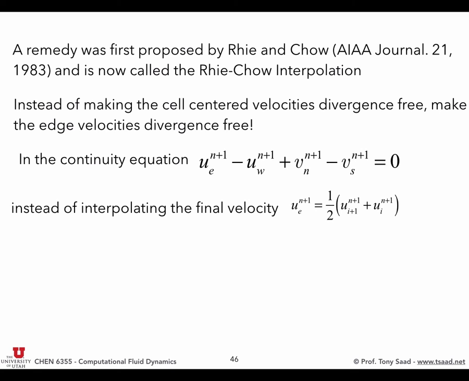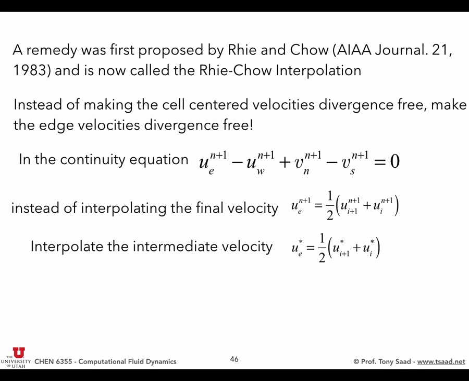Okay, so we go back to the continuity equation again. Instead of interpolating u east and saying this is equal ui plus 1 plus ui over 2, and then saying ui plus 1 is u star I plus 1 minus delta t grad p, what they did, they said, okay, interpolate the intermediate velocity. So we have u stars living everywhere. Let's make u east star equal to the average, and then correct u east n plus 1 using this form. Okay? The way to think about it is rather than making the centered velocities divergence-free, we make the edge velocities divergence-free. When you do this, you go and substitute in the continuity equation.